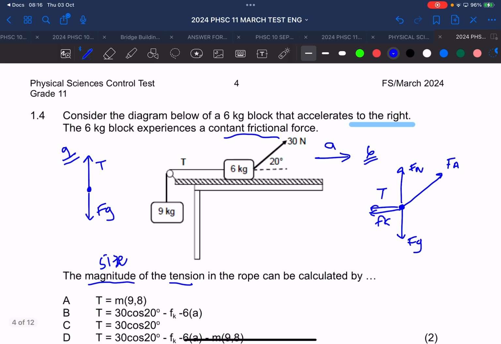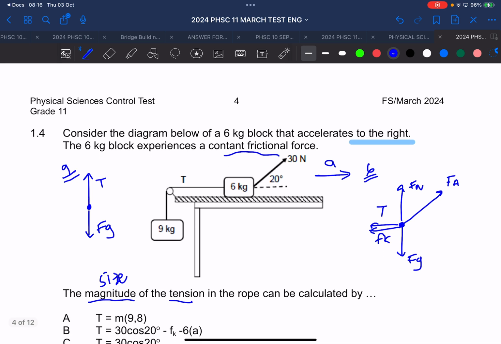While we are there, make a quick note for yourself. They love to ask the definition of frictional force, kinetic frictional force, static frictional force, and normal force. Those definitions we didn't practice a lot this year. They love to ask those. So go study them.